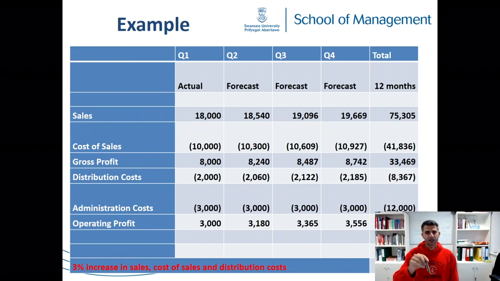For example, 18,000 pounds multiplied by 1.03 comes to quarter 2. So quarter 2, 18,540 times 1.03 gives quarter 3, 19,096 times 1.03 comes to quarter 4, and on. So you need to do it in every single quarter, and that's including sales, cost of sales and distribution cost. You add 3%. This is only just an example of a rolling budget, guys.